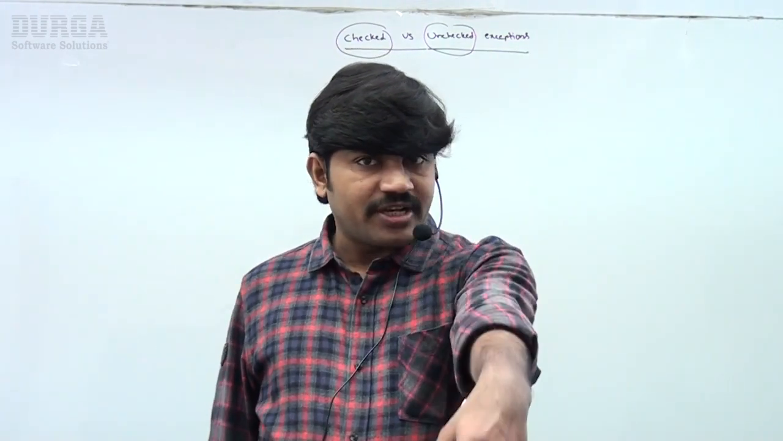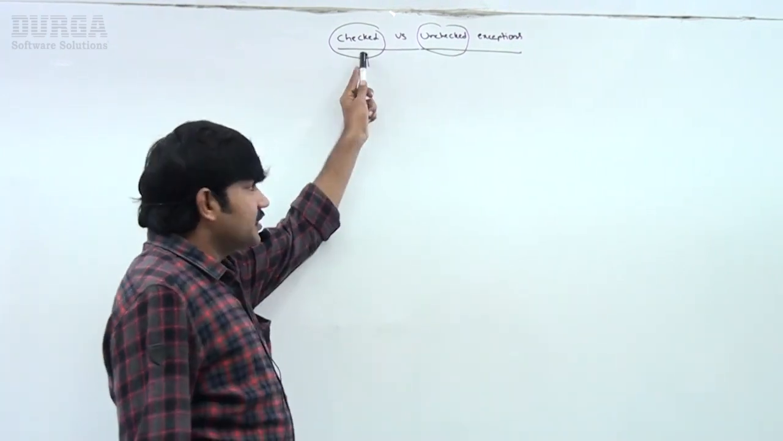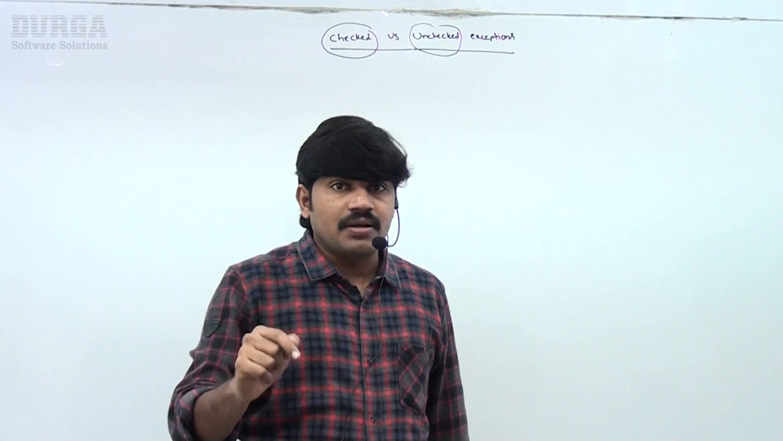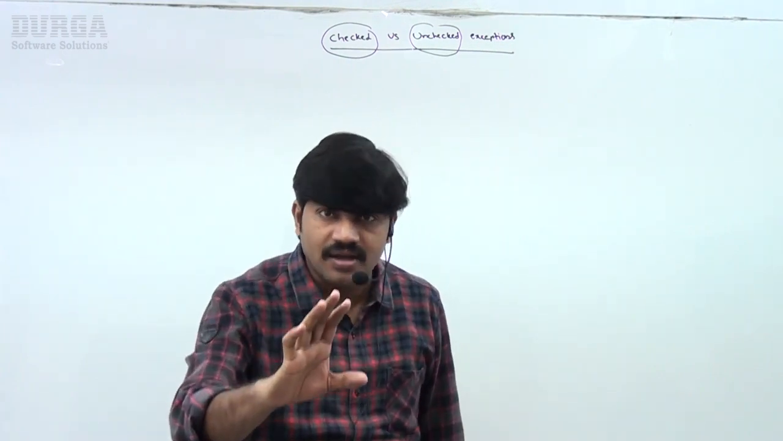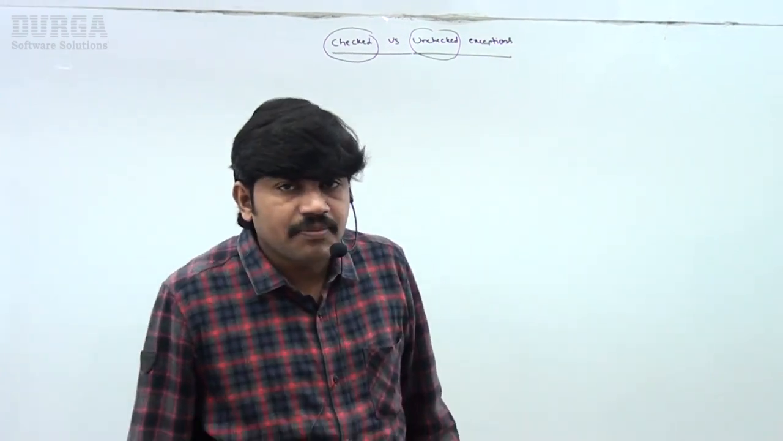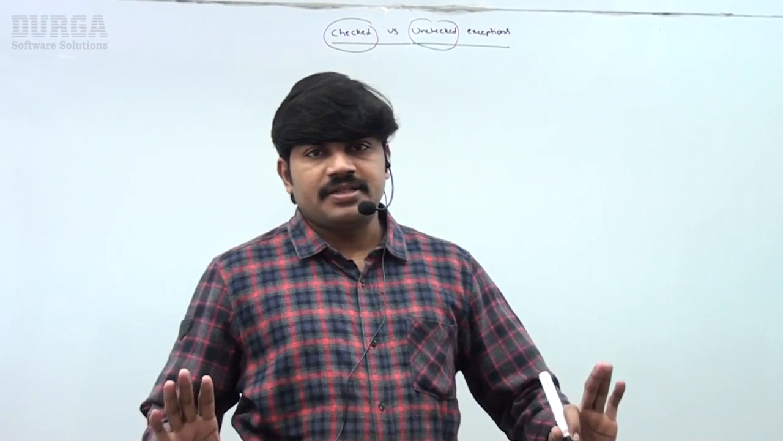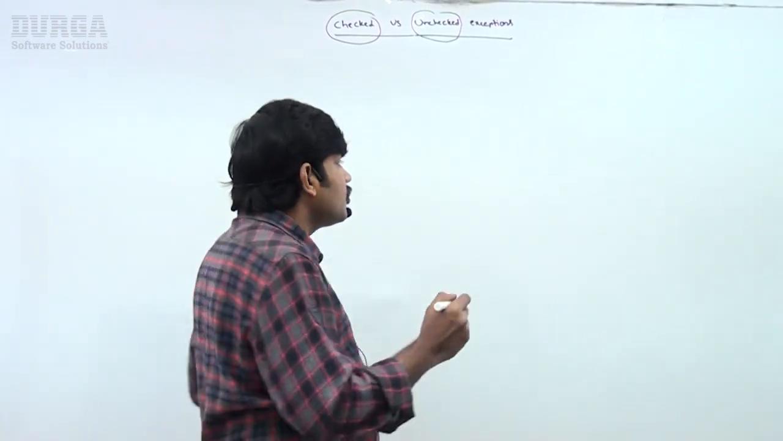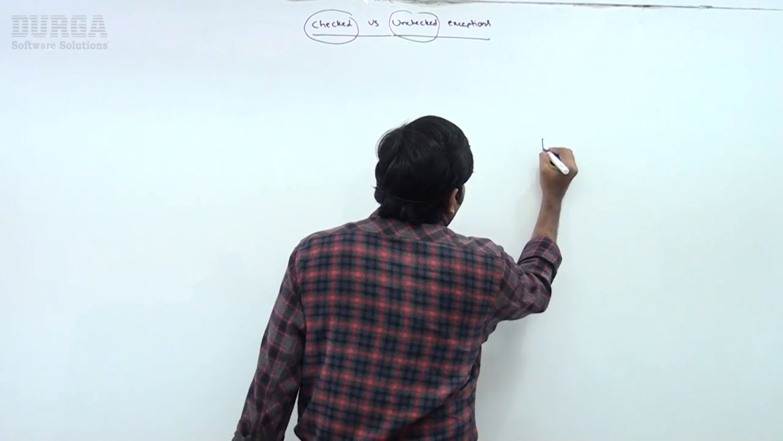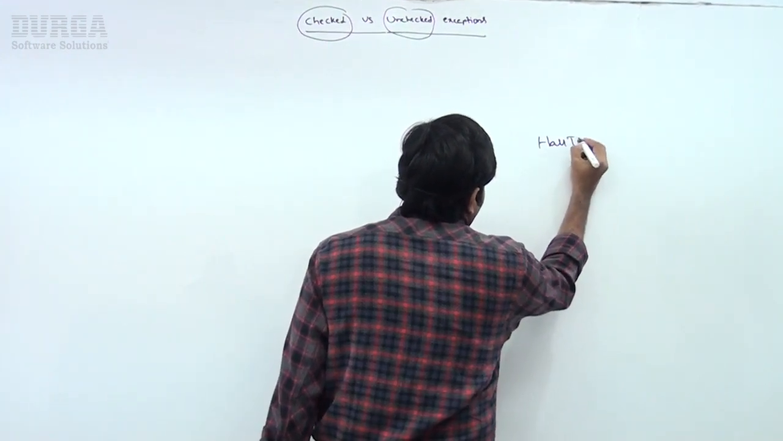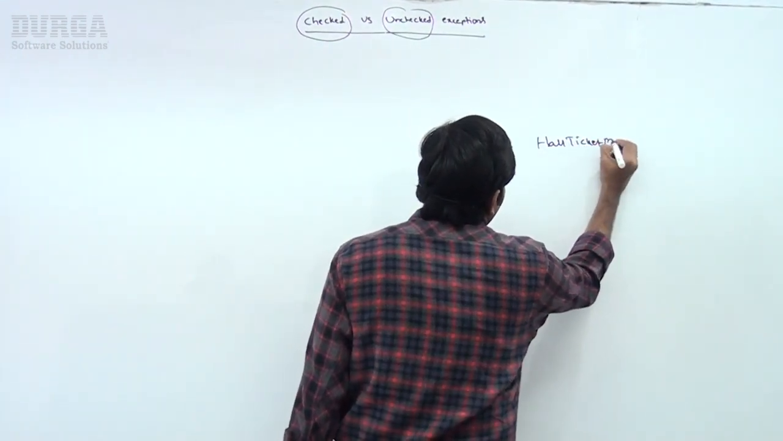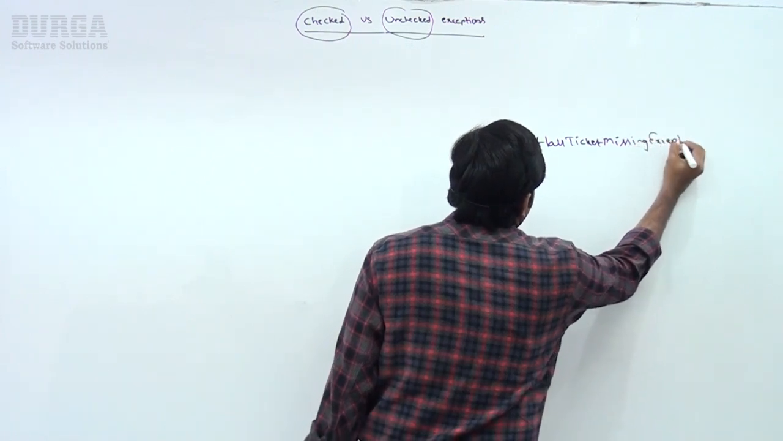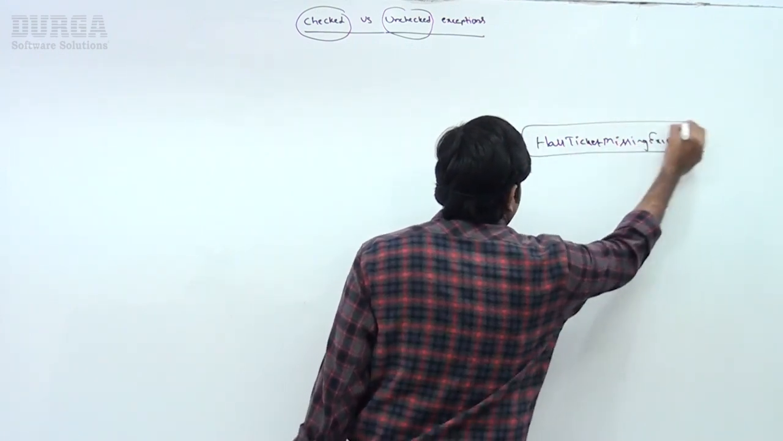Who is going to check? Checked exception. Who is going to check? The compiler will check whether the programmer is handling this exception or not. Such types of exceptions are by default considered as what? Checked exceptions, right? Clear? Not required to give any more explanation. So the first exception, hall ticket missing exception. This is the checked exception, right?